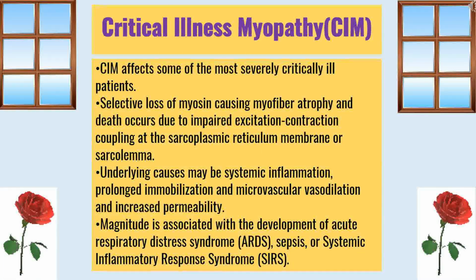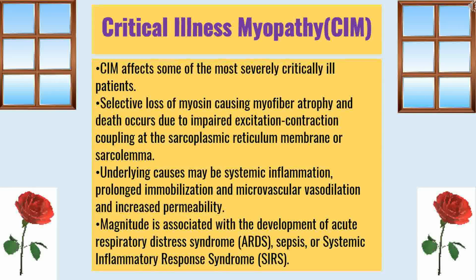Critical illness myopathy, or CIM. Critical illness myopathy is one of the two distinct clinical entities, the critical illness polyneuropathy and the critical illness myopathy, which affects more than one third of the most severely critically ill patients. Their magnitude is associated with the development of acute respiratory distress syndrome, sepsis, or systemic inflammatory response syndrome.